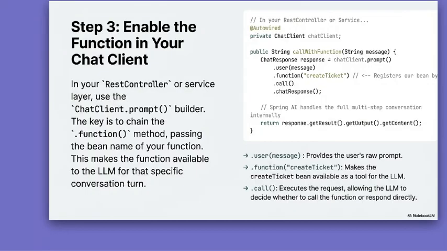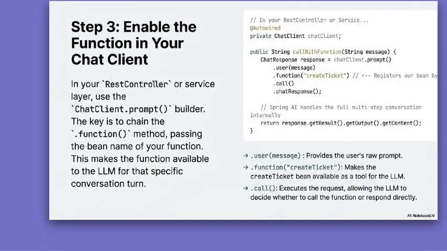You have to provide the raw user input, so .user message. And then crucially, you have to explicitly register the available tool for that specific conversation turn. So .function, create ticket. Exactly. And finally, you trigger the execution with .call. So why do you have to explicitly call .function, create ticket every time? Why doesn't the chat client just know about all the function beans that are available?